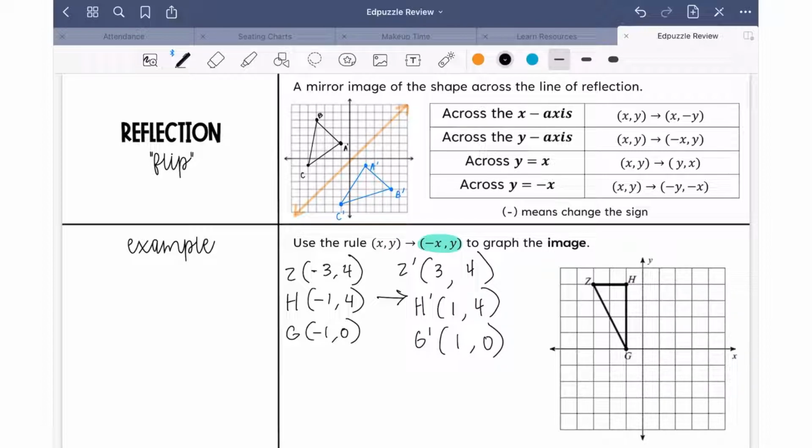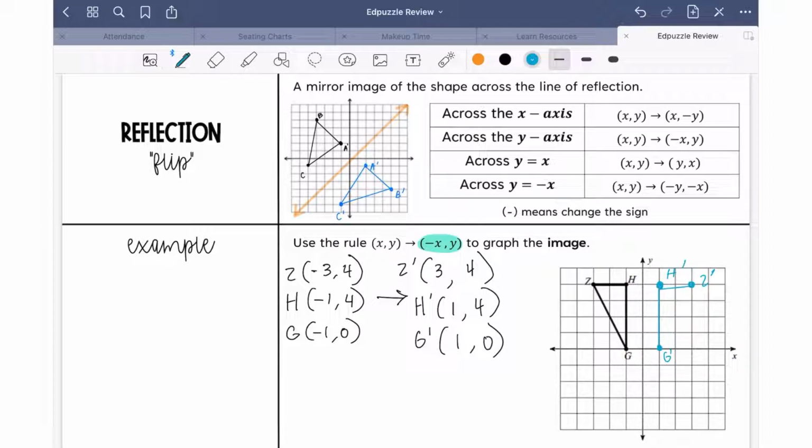And now we can plot it. 3, 4. Use a different color. So Z prime, 1, 4 is H prime, and 1, 0 is G prime. Okay, and then we just connect the dots.